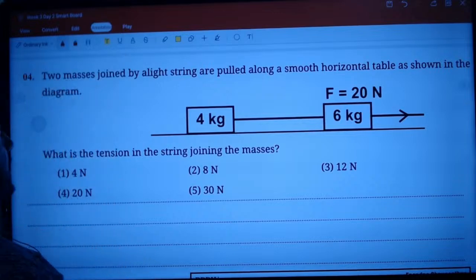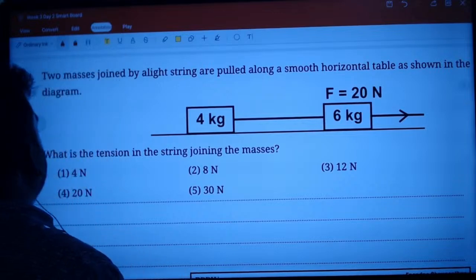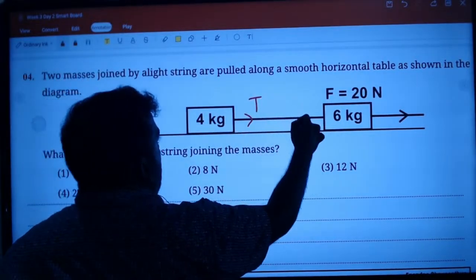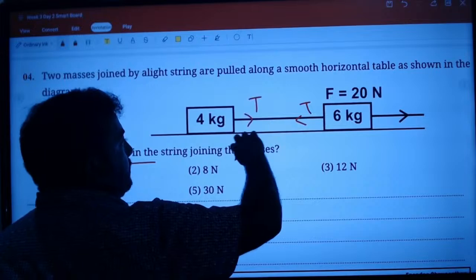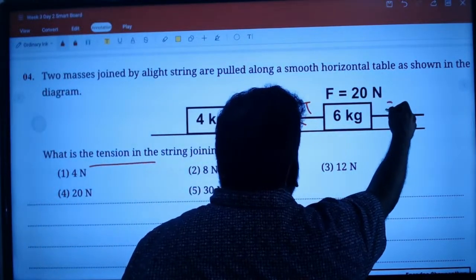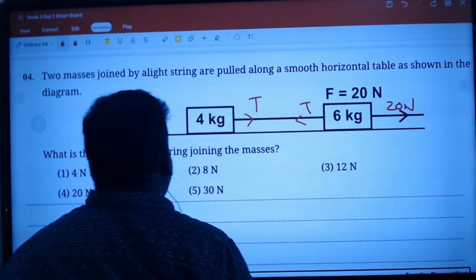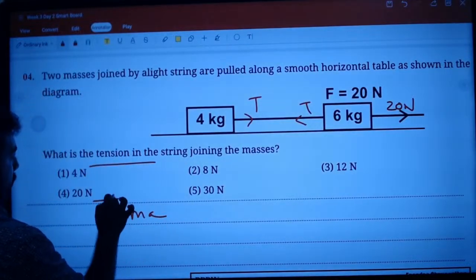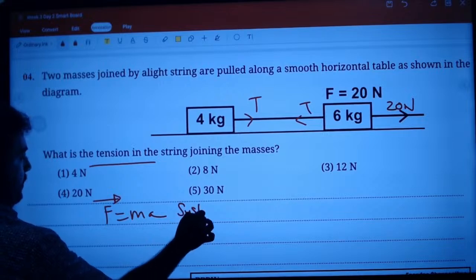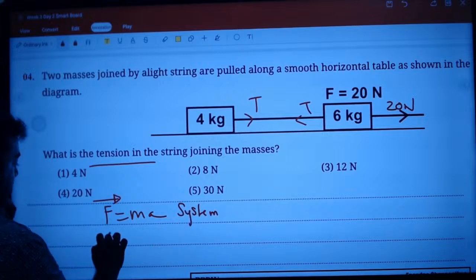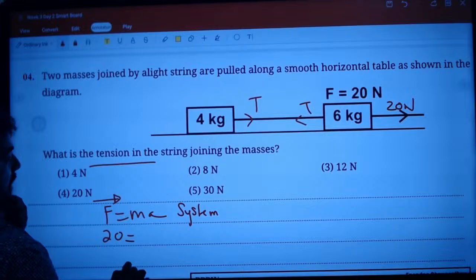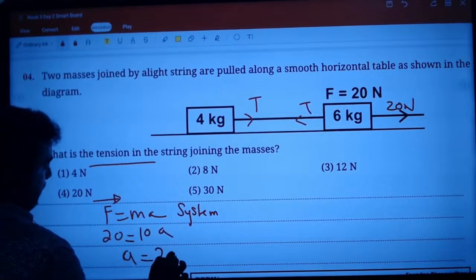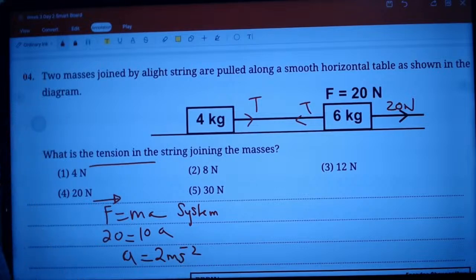Two masses are joined together, connected by a smooth string. What's the tension? So what we can do is apply F equals ma for the full system. Full system applied force 20. So 20 is equal to total mass 10 times a, acceleration 2 m/s².